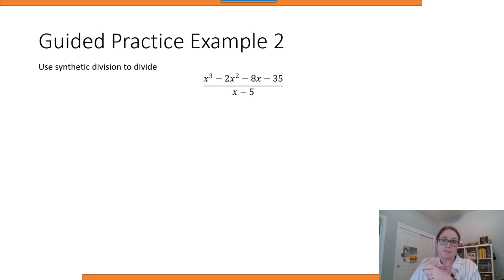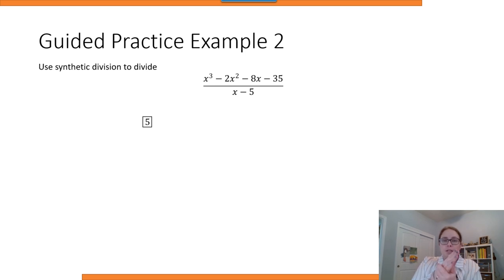So I can do synthetic division here. And we're going to start by focusing on that 5 in the divisor. I'm going to put it in a box. You always take the opposite of the sign here. So it was subtracting 5, so I put a positive 5 here. If it had been x plus 5, I would have put a negative 5 in the box. Okay, so that goes in the box.